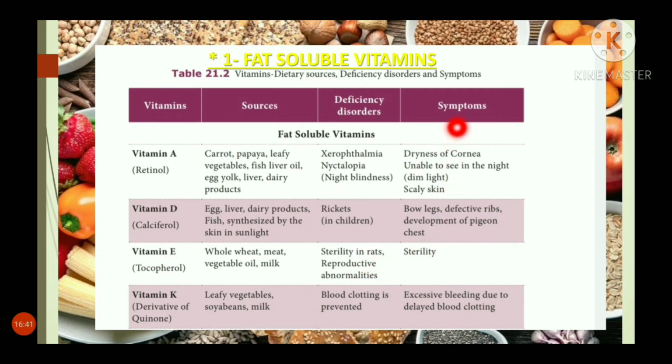What are the symptoms? How can you find out that vitamin K is not present in our body? Excessive bleeding due to delayed blood clotting. Due to the slow procedure of blood clotting, your blood will be flowing like water continuously without drying very fast. So students, beware and eat healthy food which provides all these vitamins A, D, E and K.